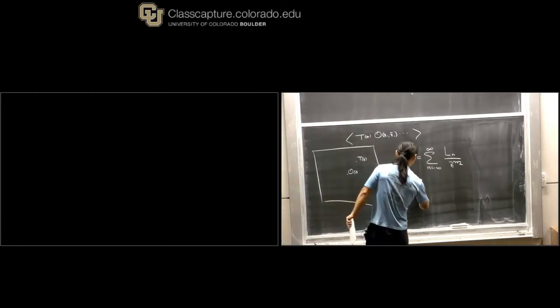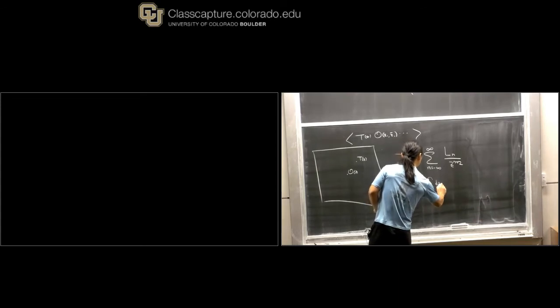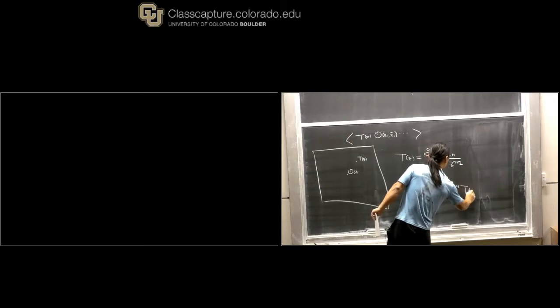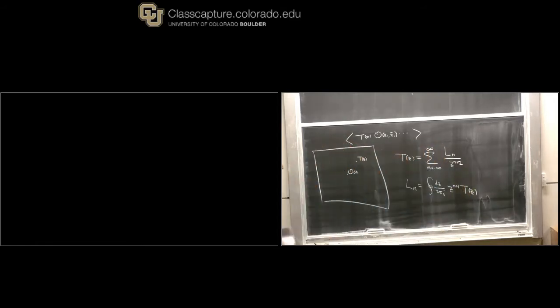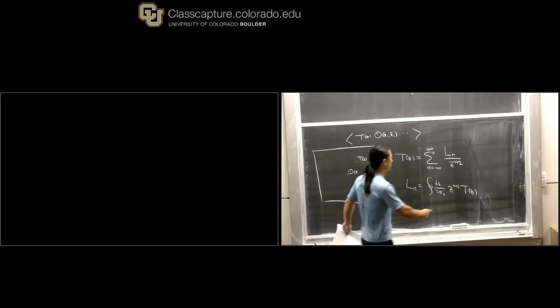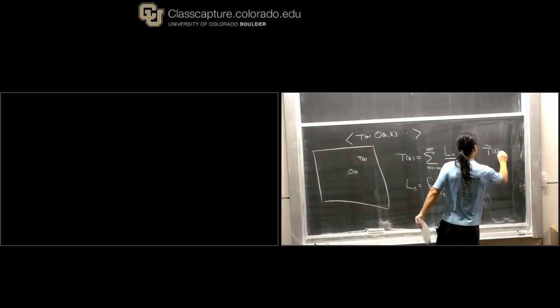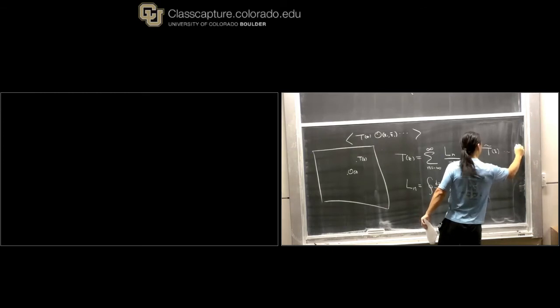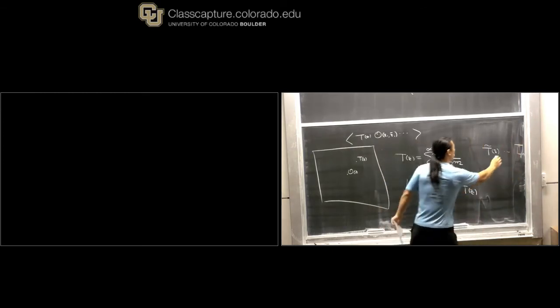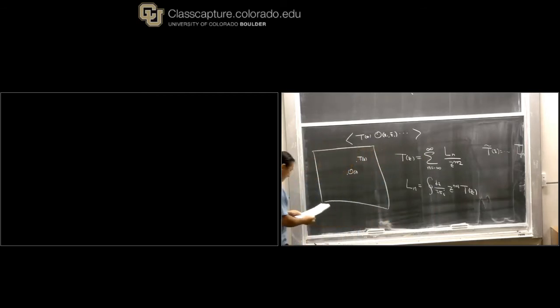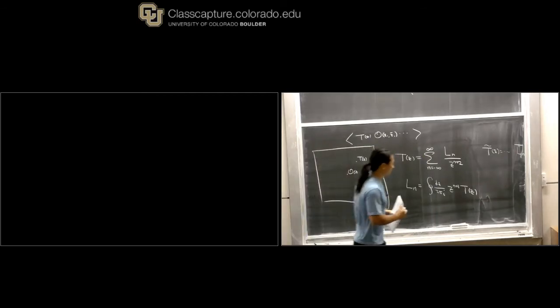Conversely, you can write L_n as the contour integral of z to the n plus 1 times T(z), for some integer n. These can be viewed as charges associated with the stress energy tensor of a conformal field theory. And of course, there's also going to be an anti-holomorphic analog. This is related to L_n bar in my convention.